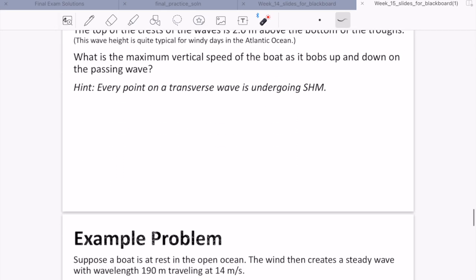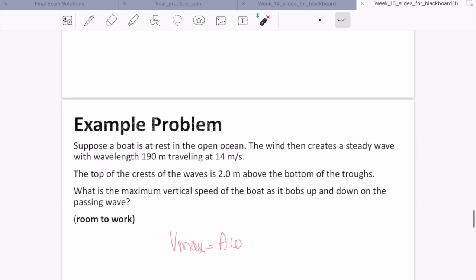This problem, so they told you, suppose a boat is at rest in the open ocean. The wind then creates a steady wave with wavelength 190 meters, traveling at 14 meters per second, right? The top of the crests of the wave is 2 meters above the troughs. So if here are the troughs, here are the crests, the crest is right here, then from here to here is 2 meters.